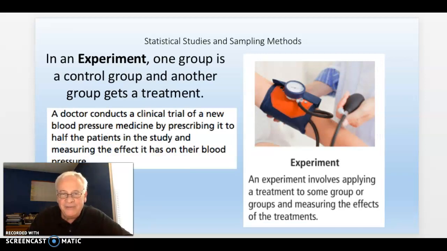An experiment is a little different. In an experiment, you have one group that's the control group, and another group that gets a treatment. Then you measure the results of the treatment versus the group that did not get the treatment. As an example, a doctor might conduct a clinical trial on a new type of medication. He takes his patients and cuts them in half. Half get the medication and half don't. That's an experiment.